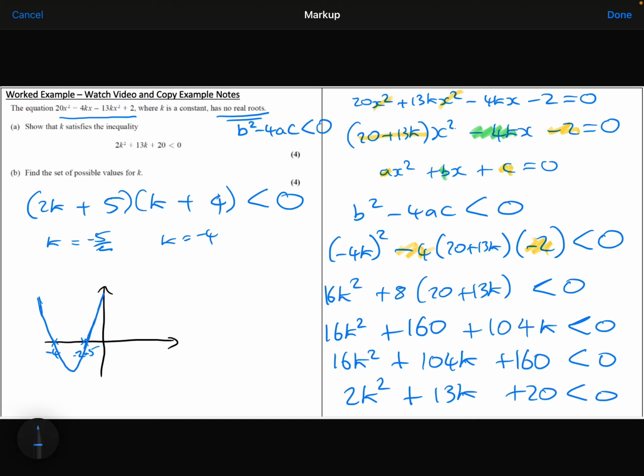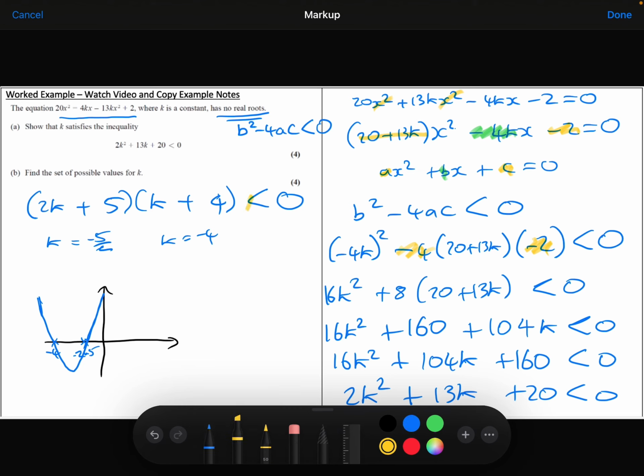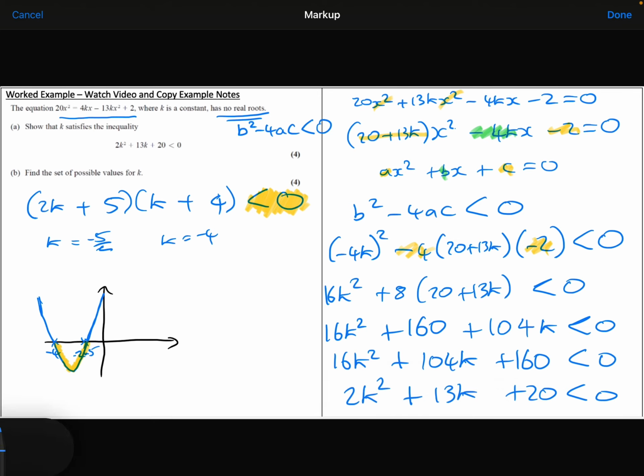I'm looking to see when is my quadratic inequality less than 0. Well, it's less than 0 anywhere between the minus 4 and the minus 2.5. So I know that k has to be less than the minus 2.5, but bigger than the minus 4. There we go. You have to draw your sketch for the part B.